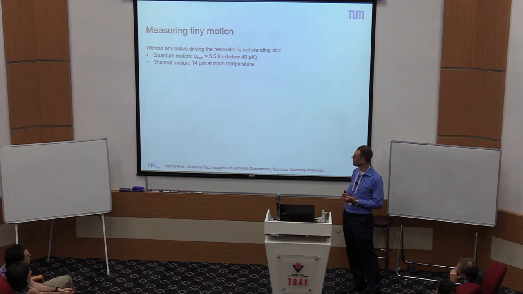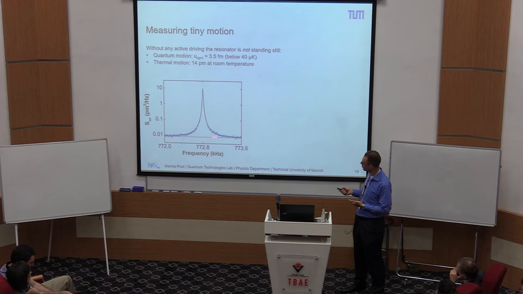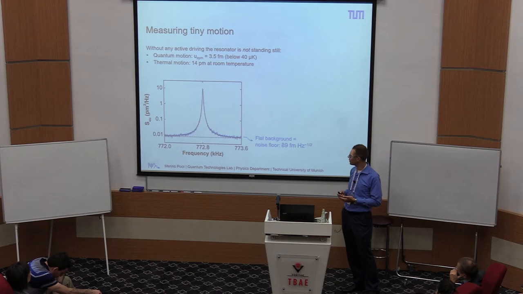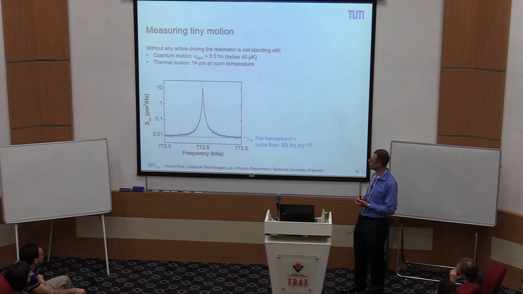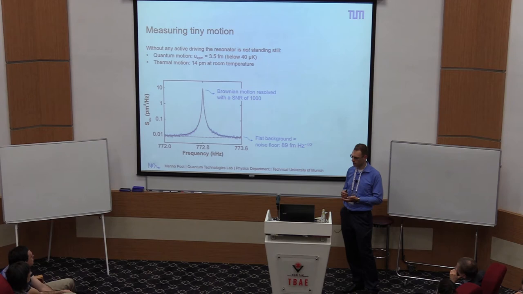Well, as you can see from this picture here, where we now measure the noise spectrum, there's a flat background, which is the noise floor of our detector. And indeed, this is a few tens of femtometers per square root hertz. But then there is this very big peak here. This is actually the Brownian motion, this 14 picometers, that we can resolve with a signal-to-noise ratio of about 1,000, meaning in the time domain, it would look something like this.